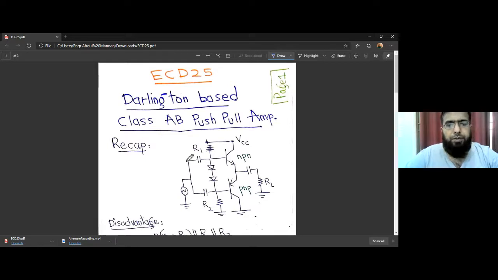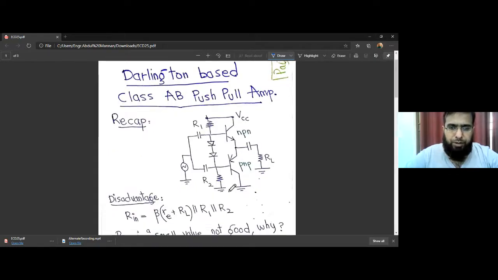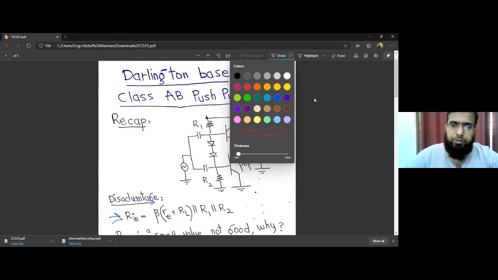In the last lecture, we studied the class AB push-pull amplifier with a single power supply, VCC, and this is ground, and these two diodes are used to avoid crossover distortion. We studied that in earlier lectures. But the last disadvantage that we studied in our last lecture was that the Rin, the input resistance of this amplifier, is very small. So it's not good.